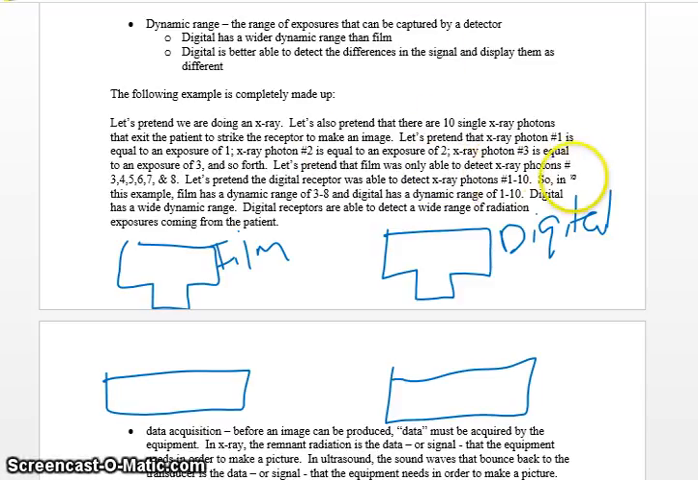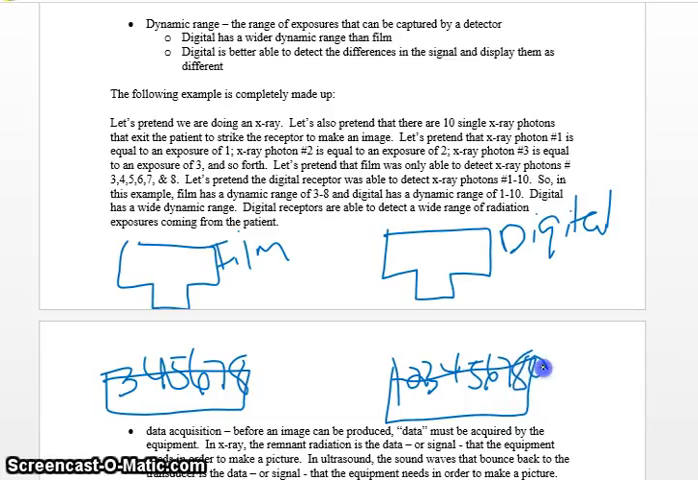We're going to pretend that film was only able to detect X-ray photons 3, 4, 5, 6, 7, and 8. Whereas digital is more sensitive, and it was able to detect all of them, 1 through 10. Digital is more sensitive. It was able to detect all of the X-ray photons, and it knows that all of those X-ray photons were different in their energies, and so it displayed them as different shades of gray.